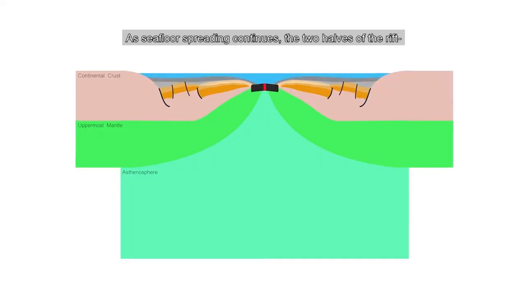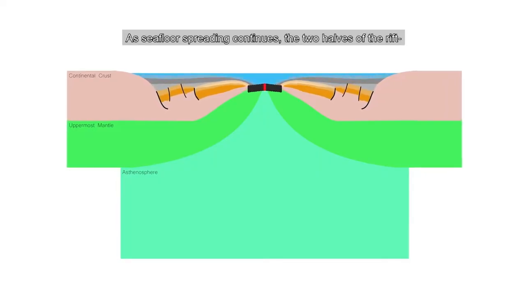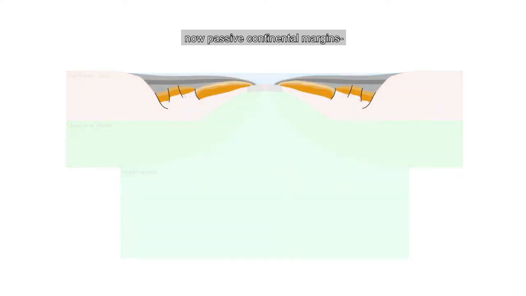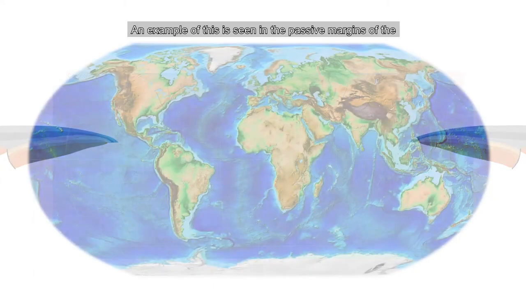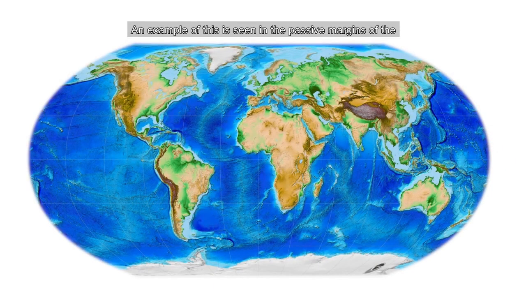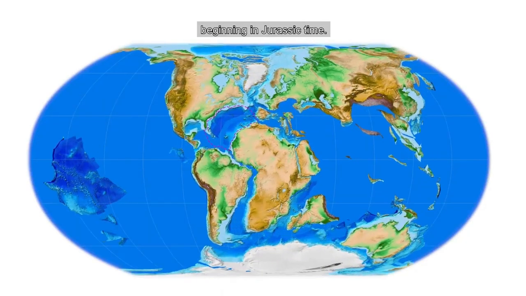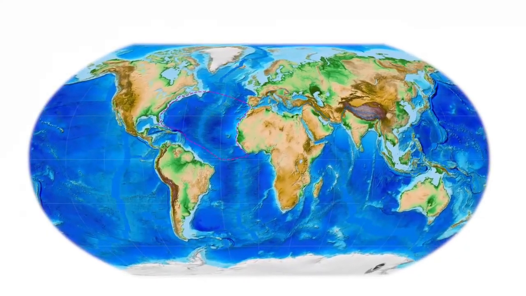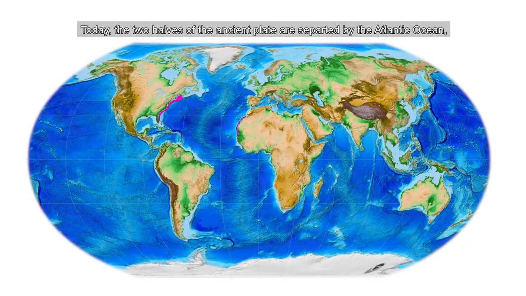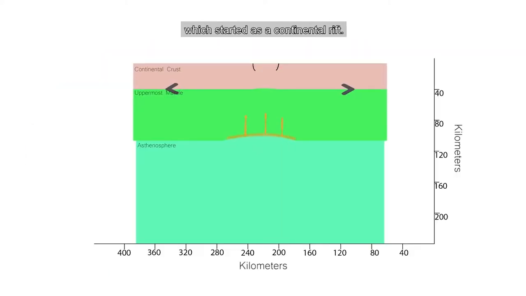As seafloor spreading continues, the two halves of the rift, now passive continental margins, are increasingly separated with time. An example of this is seen in the passive margins of the eastern United States and northwest Africa, which once were part of a single plate but were separated beginning in Jurassic time. Today, the two halves of the ancient plate are separated by the Atlantic Ocean, which started as a continental rift.